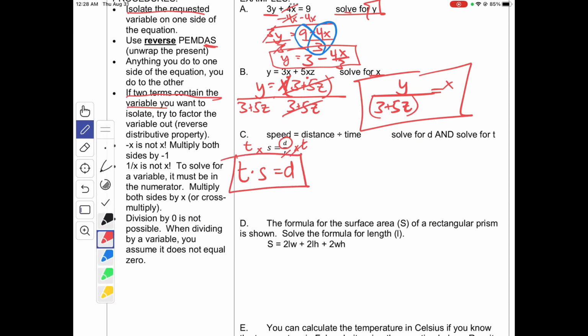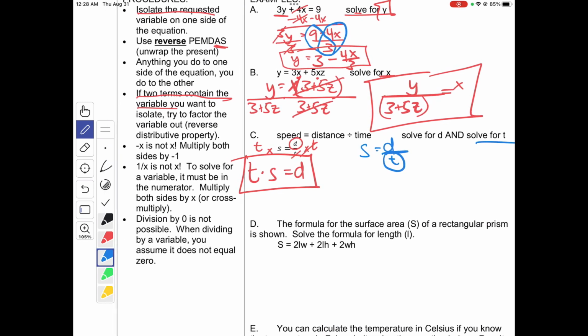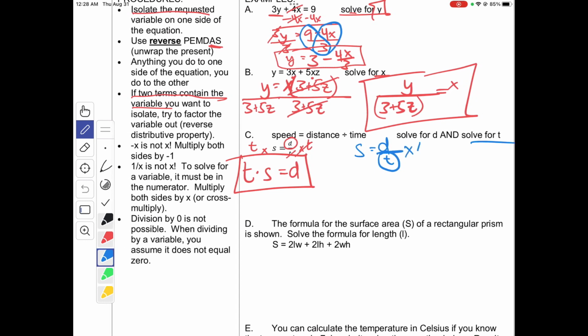Now, how do I solve for time? For time, I need to get time all by itself on one side of the equation. But if you look at the original equation, time is in the denominator. Remember, you cannot solve for a variable unless it's up top, unless it's in the numerator. How do I get time into the numerator? The easiest way to do that is to just multiply both sides times time.